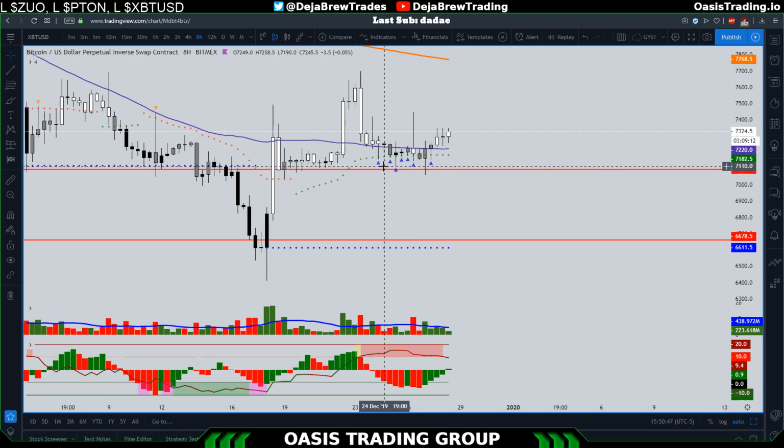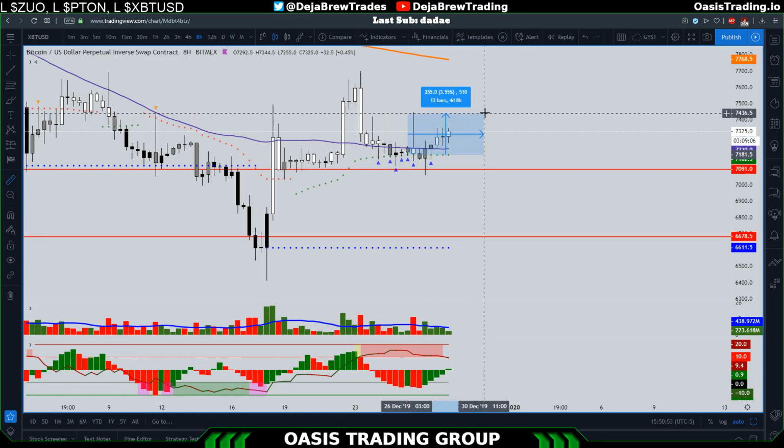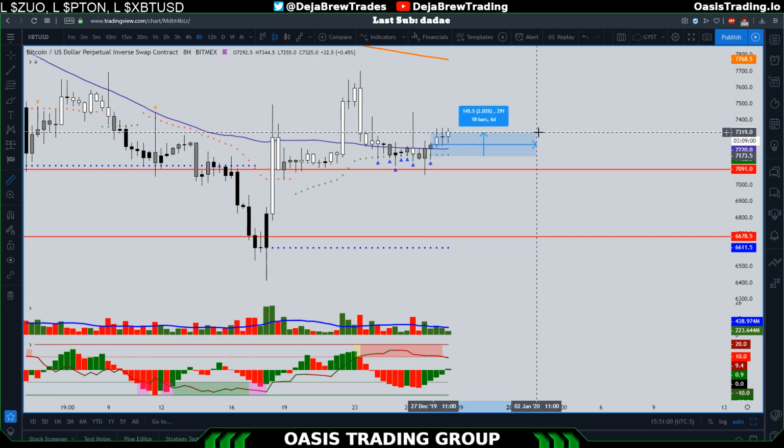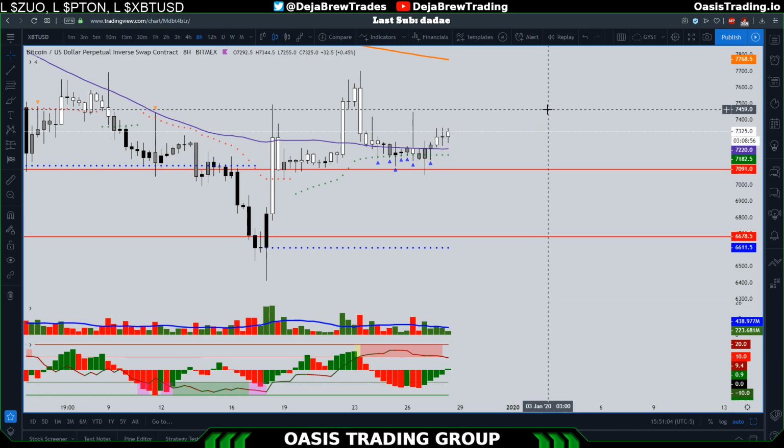Every single one of those was a really good scalping opportunity. If you bought any of these 5 signals here, you could have caught that wick for about 3.6%. And then if you bought this one or this one, you could have caught this move for about 2.4.